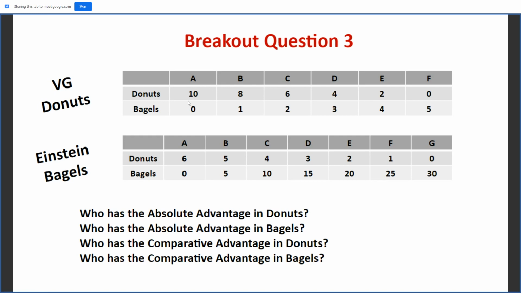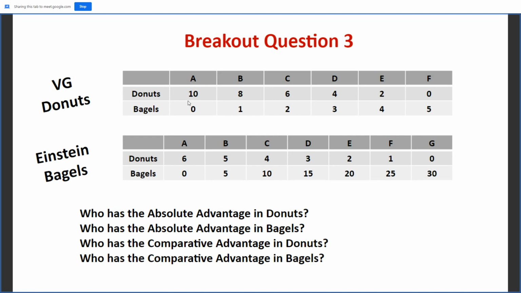Einsteins will have the comparative advantage in bagels because every time Einsteins makes one bagel, they give up a fifth of a donut, whereas VGs, every time they make a bagel, they give up two whole donuts. So the comparative advantage will go to Einsteins on that one. And again, you can kind of check your work on that one. The comparative advantages will always be opposite. Comments, questions, concerns on any of that?